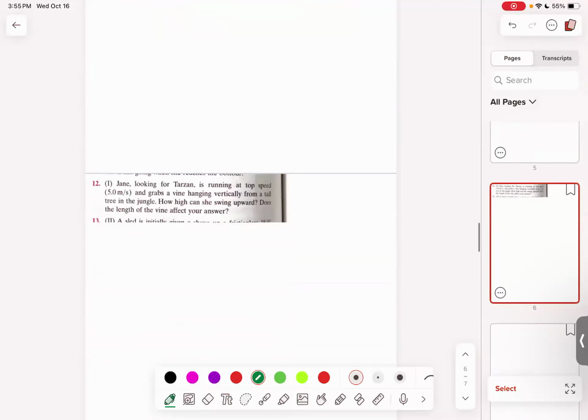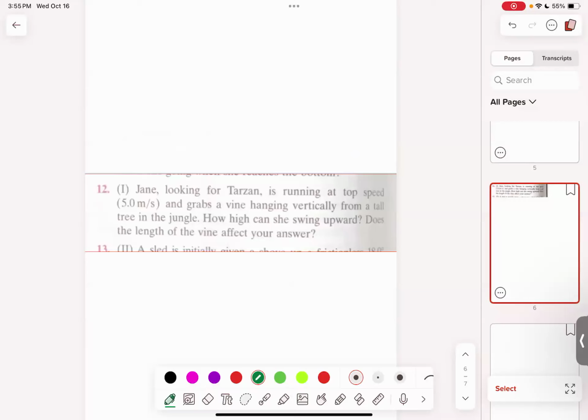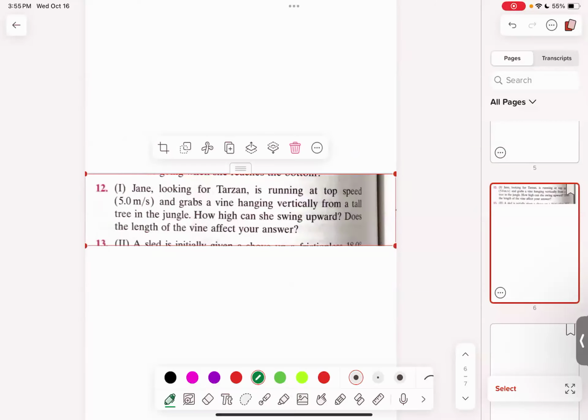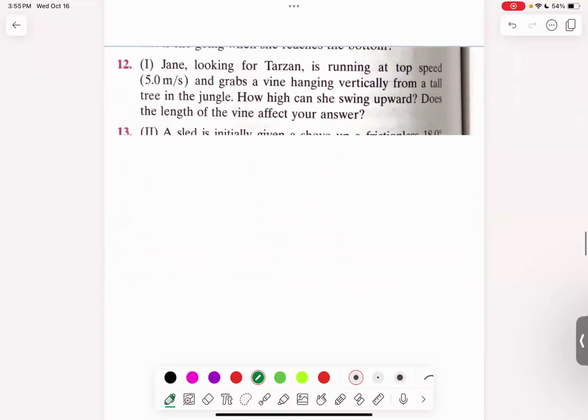Next problem I wanted to look at was problem number 12. Problem number 12 involves Tarzan and Jane, and Jane is going to be running at top speed and is going to grab a vine that hangs vertically from a tree, and we're going to try and figure out how high she can swing upwards, and whether the length of the vine affects your answer. All right, so let's draw a picture here first.